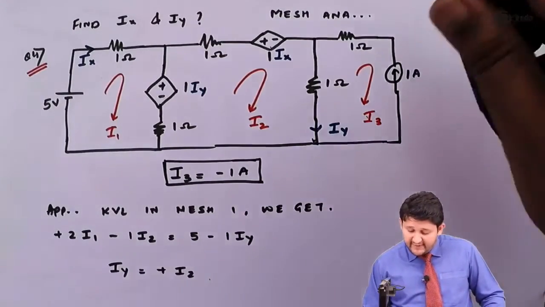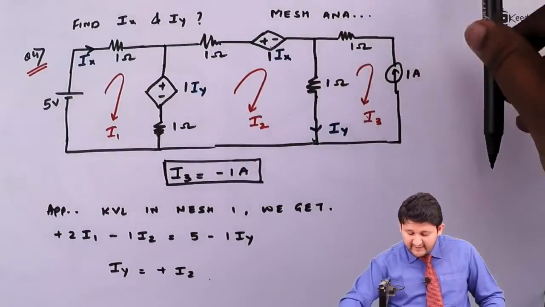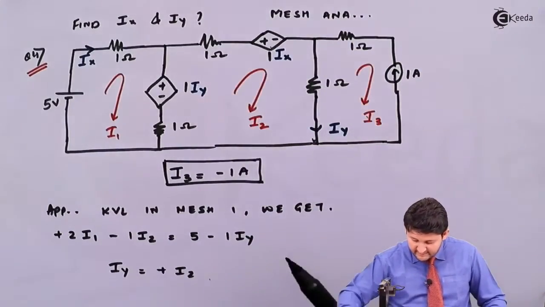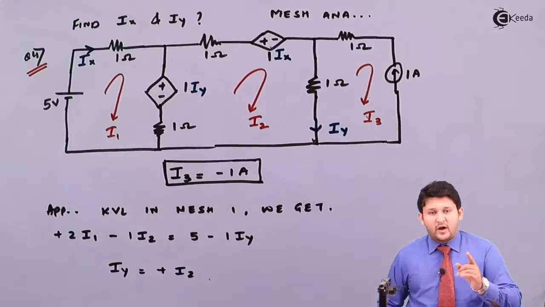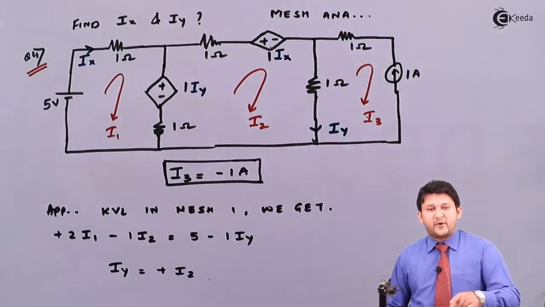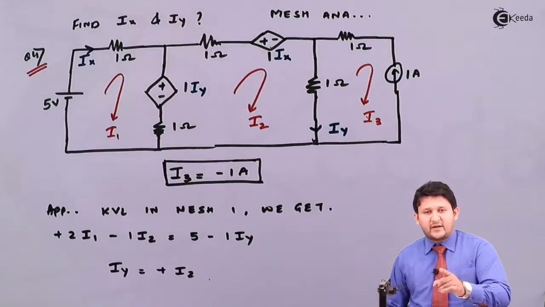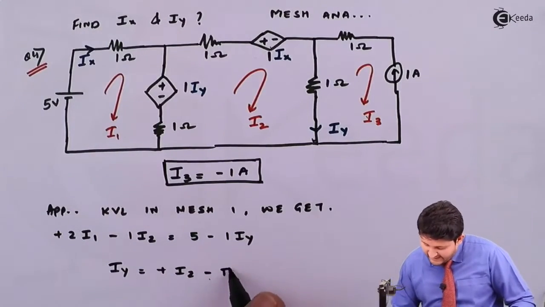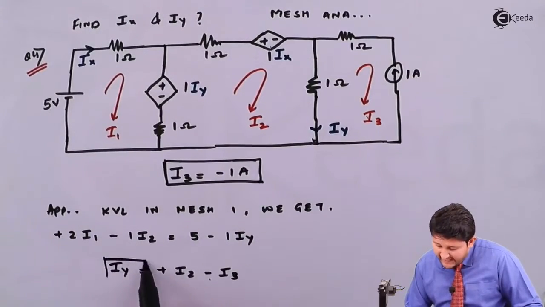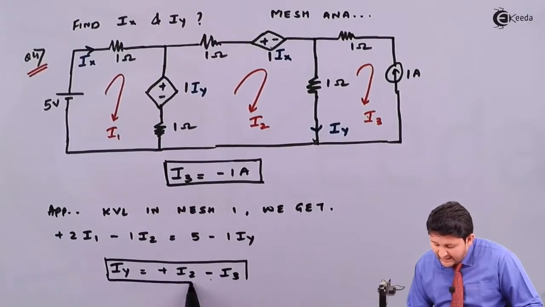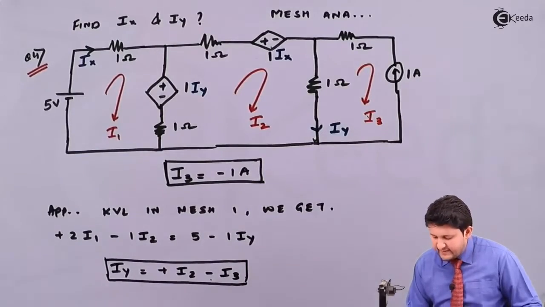Now observe the direction for Iy and I3. I3 is flowing in this direction, so I3 and Iy directions are opposite. When the directions are opposite, treat that term as negative, so you'll be getting minus I3. Whenever you get Iy, you'll be putting I2 minus I3.